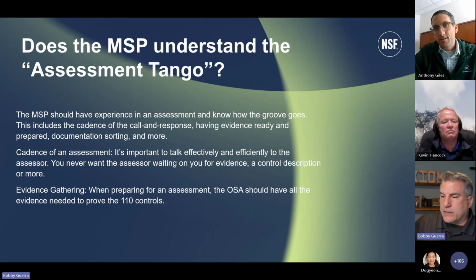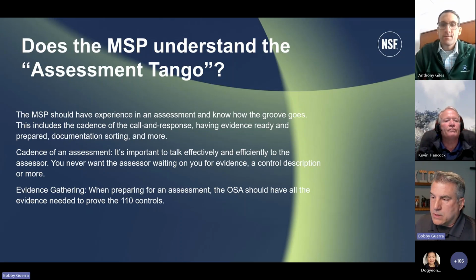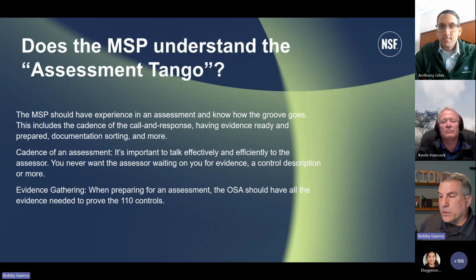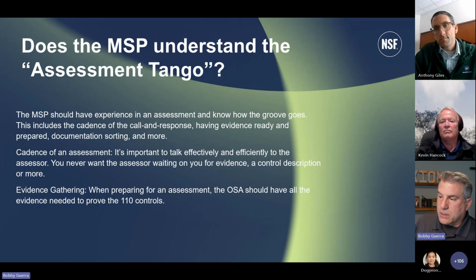Building that and knowing how that's going to go, the MSP that you're going to work with absolutely needs to understand that. They need to know it in their bones. It needs to be a way of life for them, because they've got to guide the client. You don't want the MSP that's going to be working with this OSA and go, okay, now Tony's asking this question, answer it. It's like a deposition.